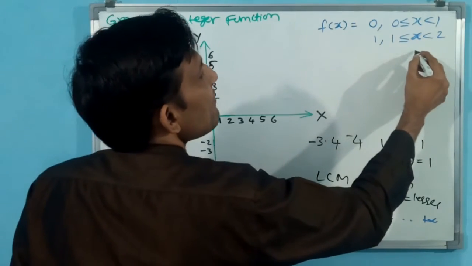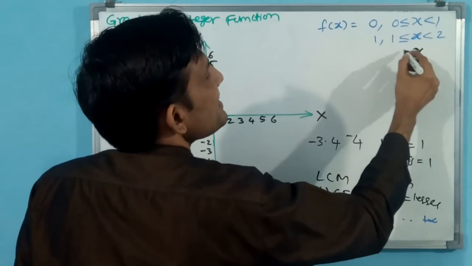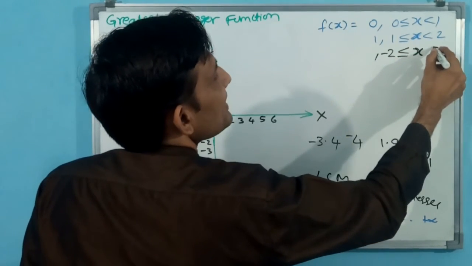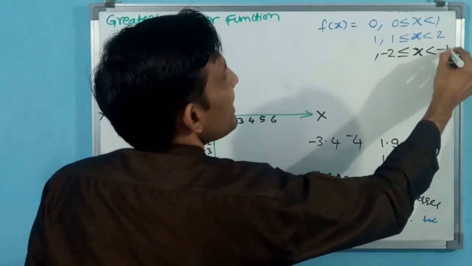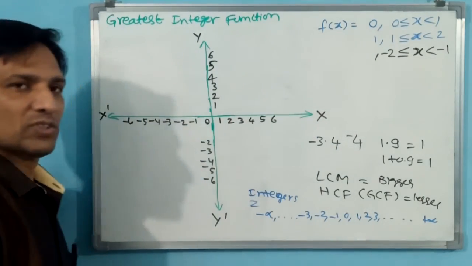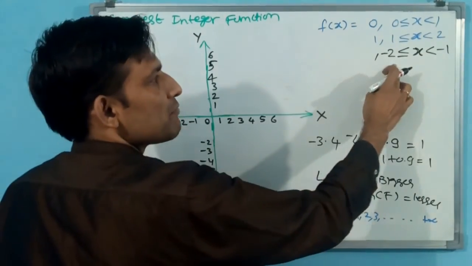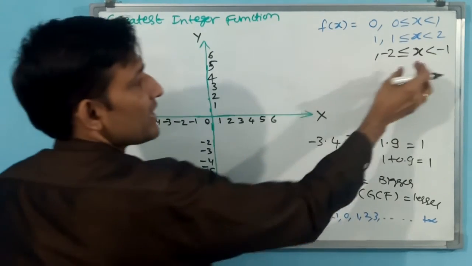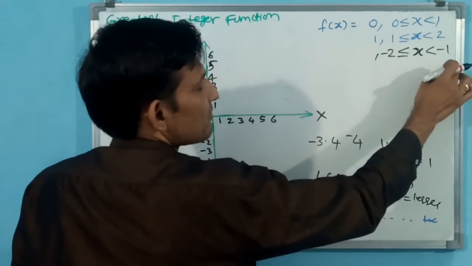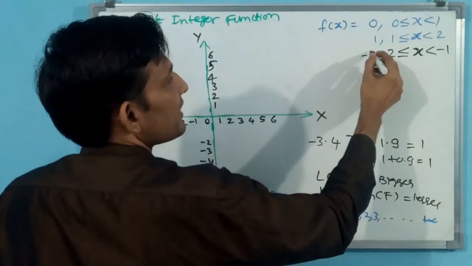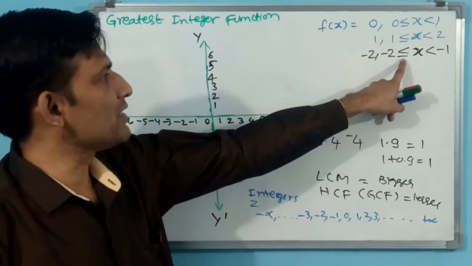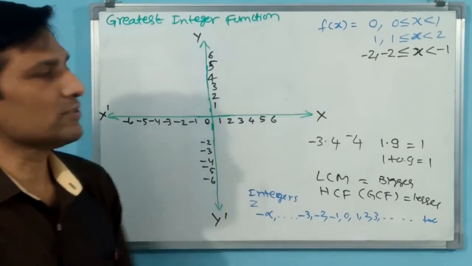What if x is greater than or equal to minus 2 but less than minus 1? Minus 2 is smaller here. Minus 1 is bigger. You see here. Minus 2 is smaller, minus 1 is bigger. The range should be minus 2 to minus 1. Then it will take minus 2 only. That is why f(x) equals minus 2.